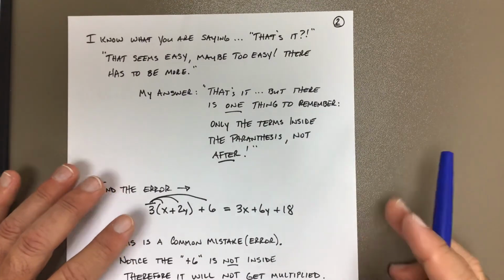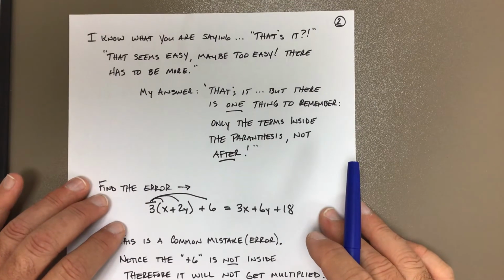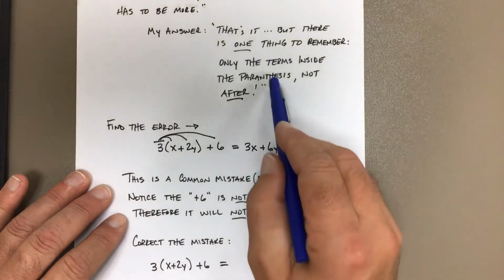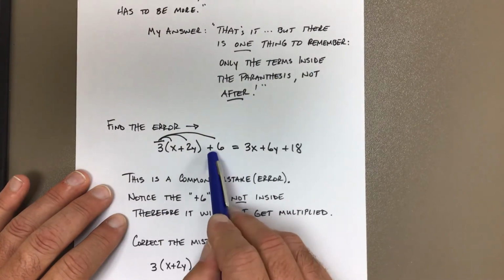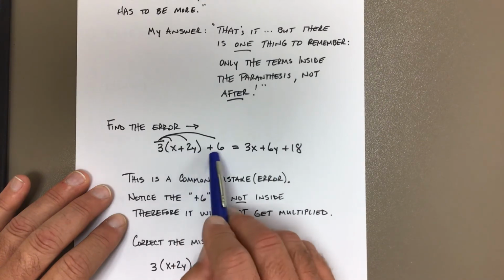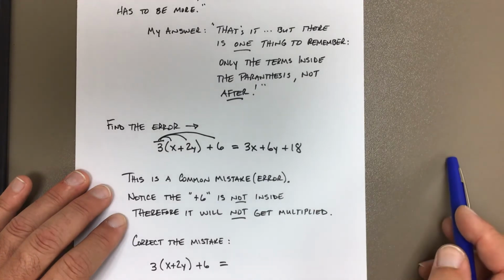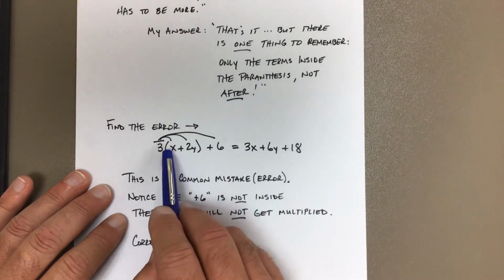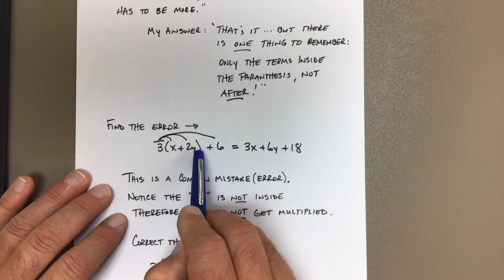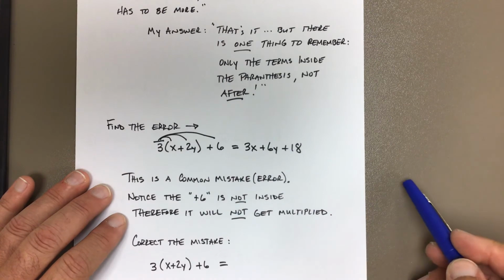Well, maybe. Depends, right? The biggest thing is the fact that we'll have some errors, the common errors, and the one is like this. This plus 6 is not inside the parentheses. Please don't distribute this 3 all the way over here to the 6. All right? So what's being multiplied together? The 3 and whatever's inside the parentheses. And then this plus 6 is just on for the ride.